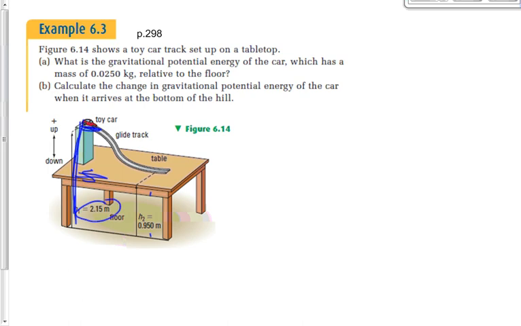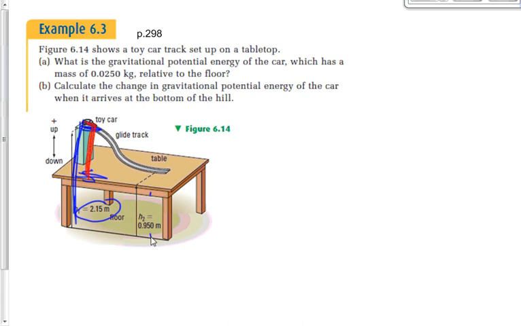We want to find the potential energy relative to the floor, so let's use the height relative to the floor. We could just as easily have asked you in this question, what's the potential energy relative to the tabletop? In that case, we would have had to use this height, the red height here. Okay, it's not what was being asked, but it could have been just as easily.